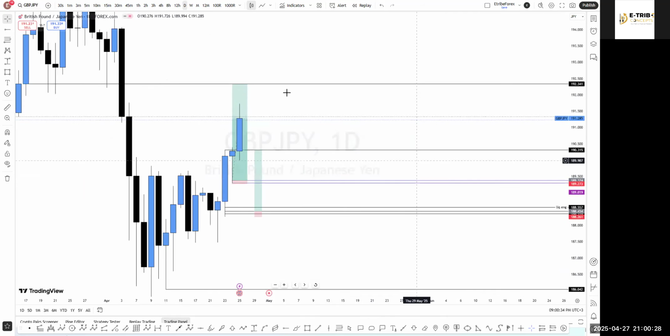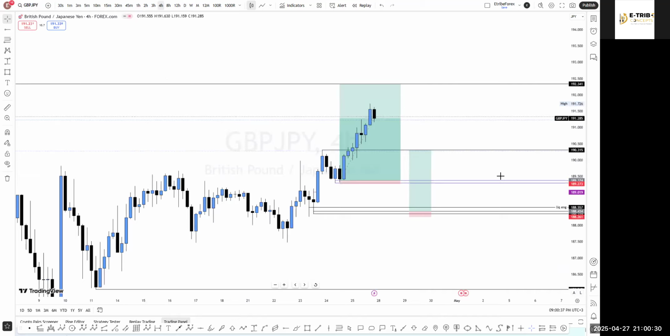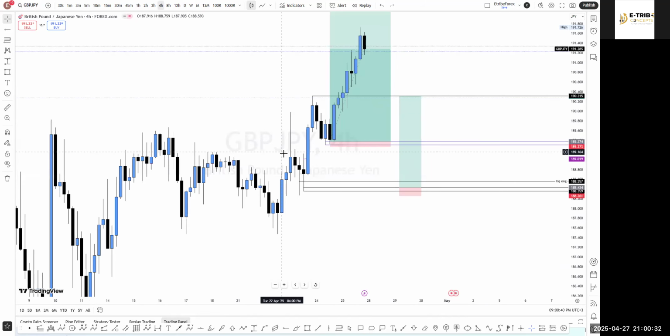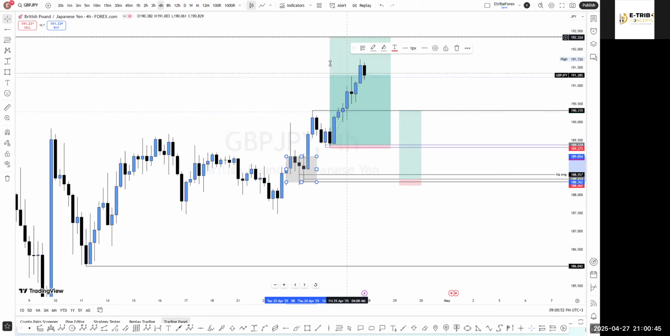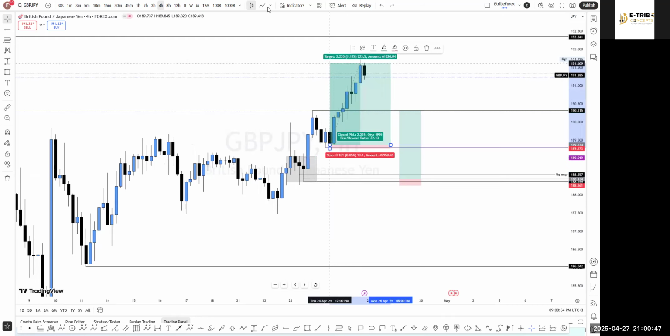I was using 4 hours identifying these areas of liquidity. Last week I was intending to get some buys here, but the market didn't come all the way to this area. So I got another entry. I think it was on Friday, if I'm not wrong, or Thursday. I got this entry, and the market delivered around 218 pips there, somewhere there.